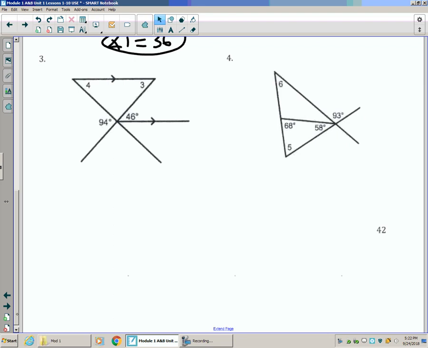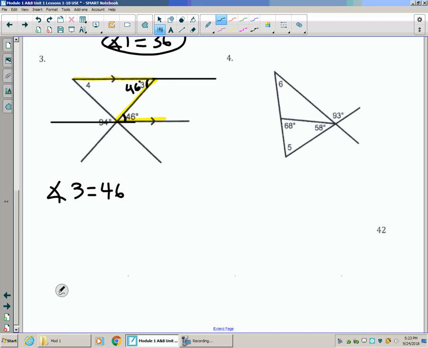Now let's move on to the next one. Okay, so we see some parallel lines. Again, I may need to extend them just to be a little more helpful. So we see some Z shapes, so let's make some Z shapes right away. So let's see, 46, let's make it right here. Oh, this is very helpful because I know that 46 is down here, and it's also what angle 3 is equal to. So angle 3 in this case is 46. So let me write that down right here. All right, I have that so far.